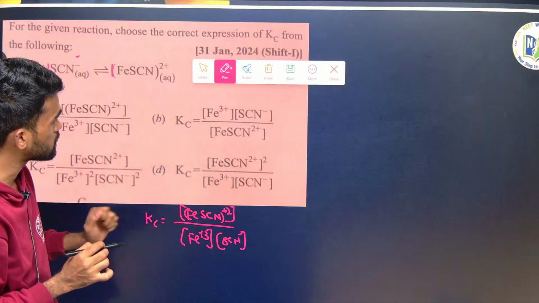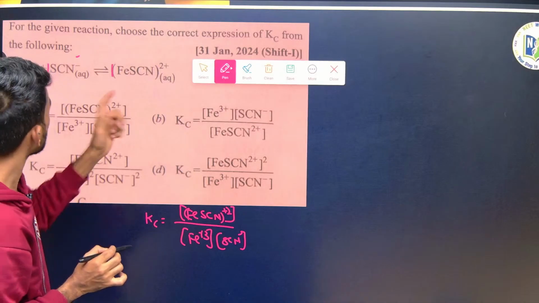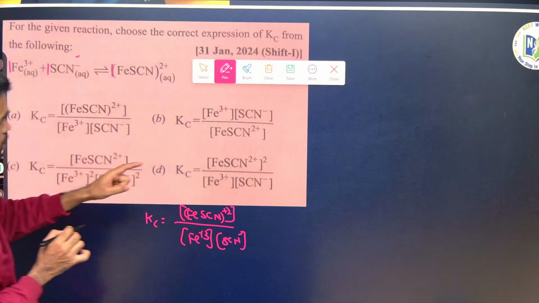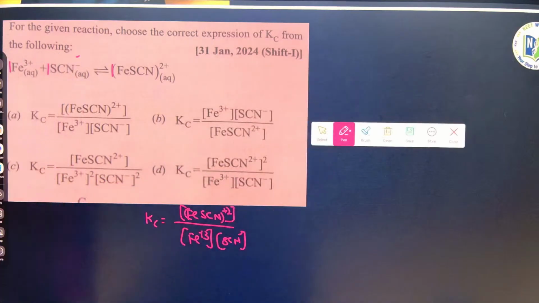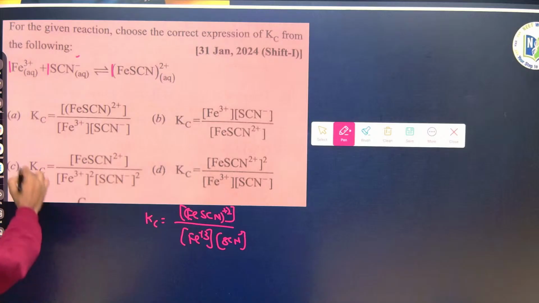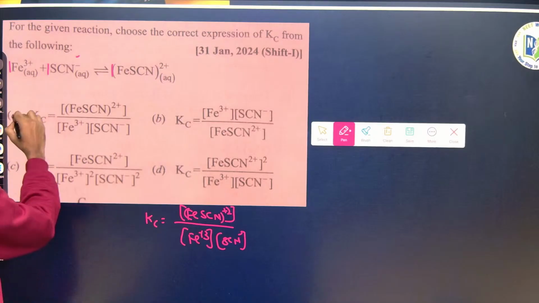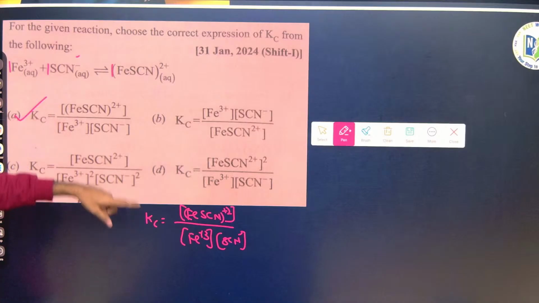So where do we have this kind of option? So we have Kc for the following reaction. So we have it somewhere here. So option number C or option number A will be your perfect answer based on our observation from the 4 options. Right? Right.